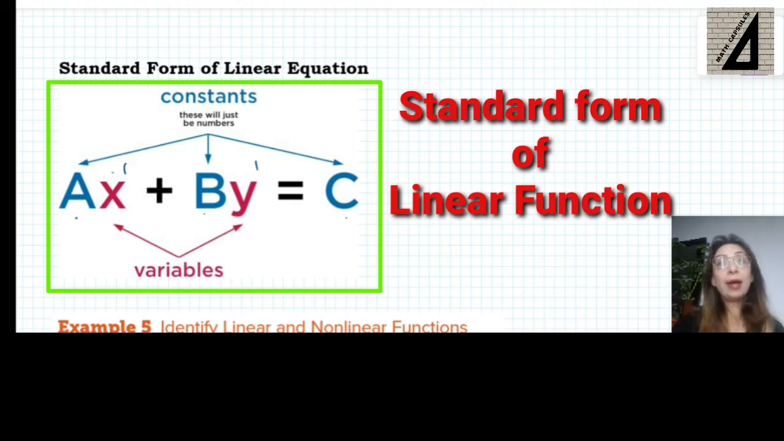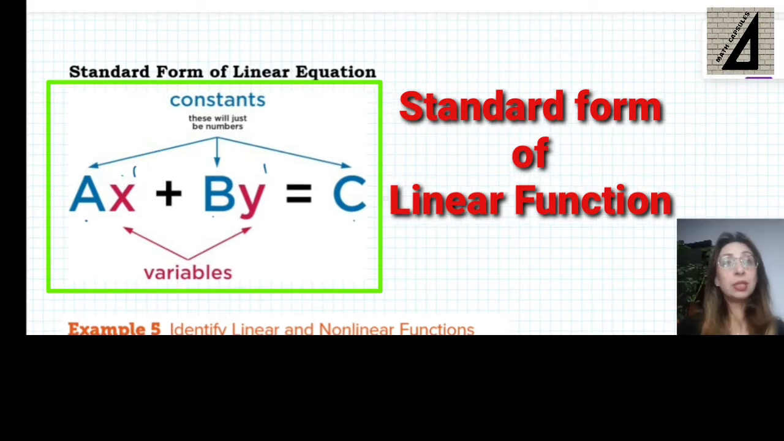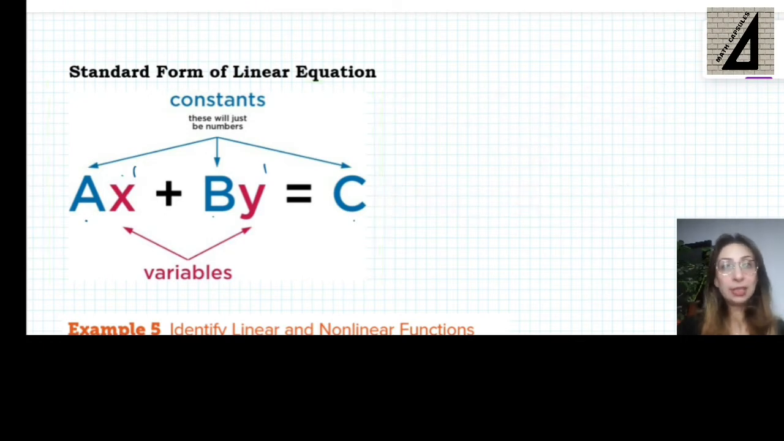So when we have only two variables, x and y, and their exponents are just 1, which is not written, and we have constants, then this is the standard form of a linear equation. So if we can rewrite the equation in this form, this means that this is linear. If we cannot, then this is a nonlinear function. Let us have an example here.